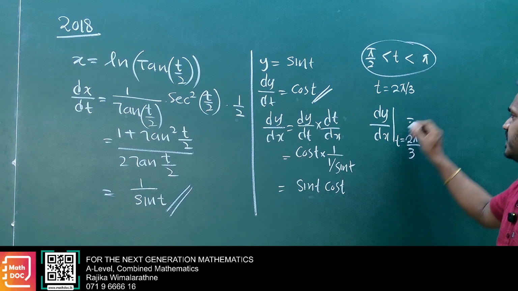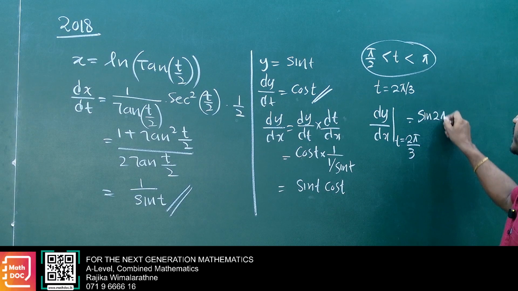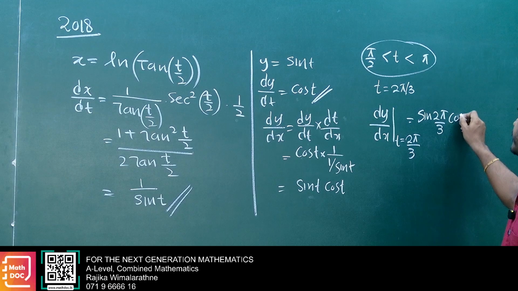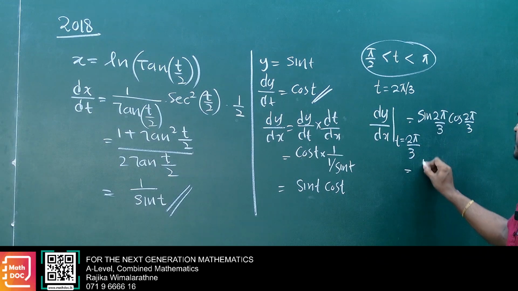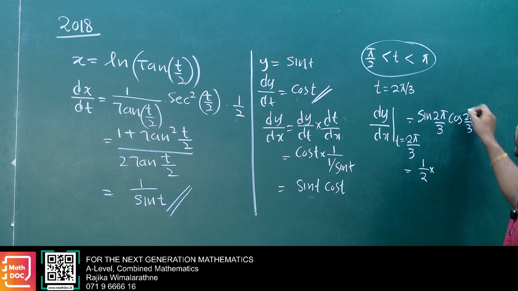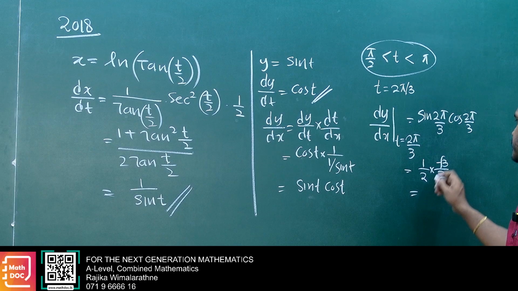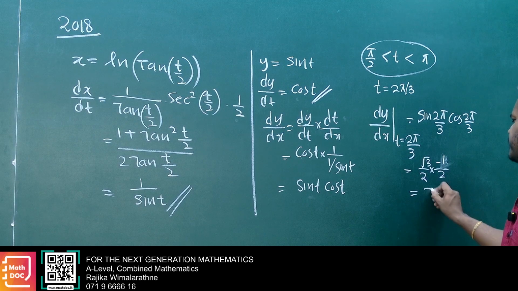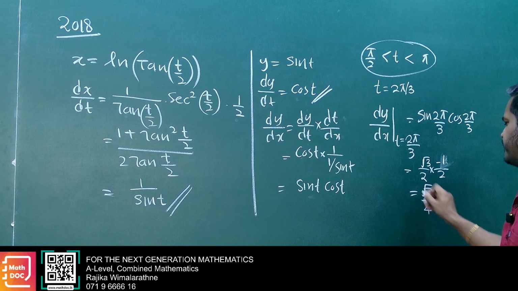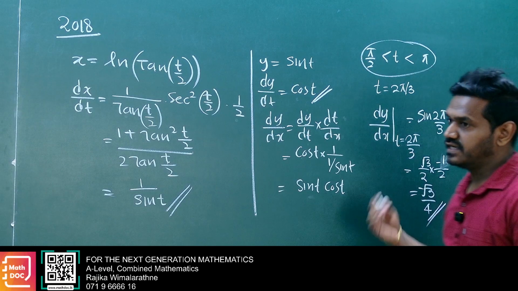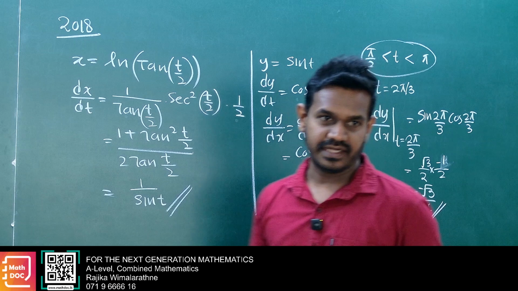Then sin 2 pi over 3 times cos 2 pi over 3. Then sin 120 is root 3 over 2, and cos 120 is minus half. Finally, minus root 3 over 4. That is the gradient of the tangent. The derivative represents the gradient of the tangent.